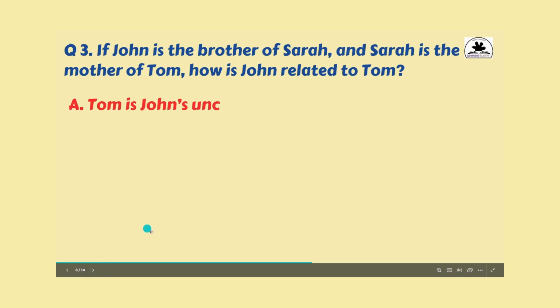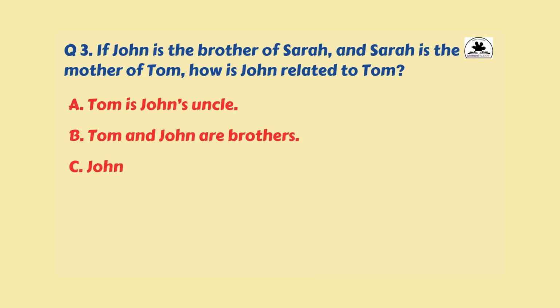Let's go to the next question. If John is the brother of Sarah and Sarah is the mother of Tom, how is John related to Tom? Tom is John's uncle. Tom and John are brothers. John is Tom's uncle.